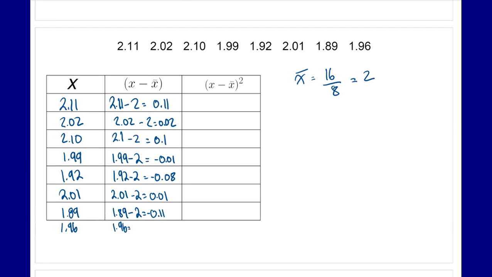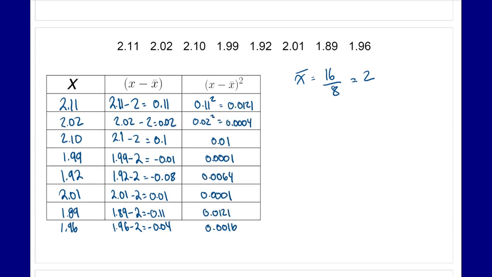So finally, our next one: now we're taking all these values that we just calculated, those differences, and we're squaring them. This one I'm going to use technology just to speed things up a little bit. So I've now squared all my values.